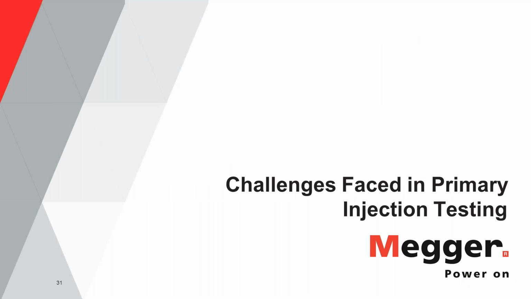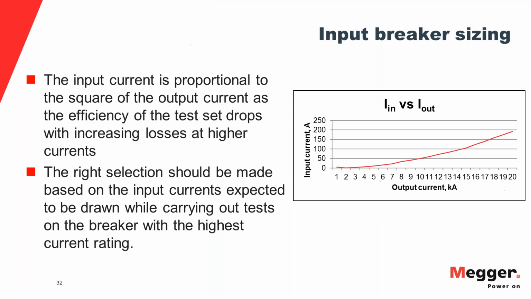You can run into some challenges while doing primary injection testing. One of them is input breaker size. This is a question that I run into quite often with our customers. That is, what breaker size do I use? Now the spec sheet of the test set will give you the breaker size, or will give you the input current based on the maximum output of the breaker. That may not be what you need.